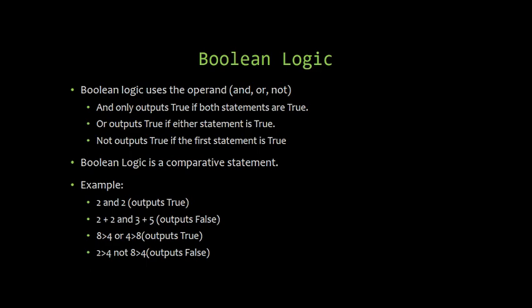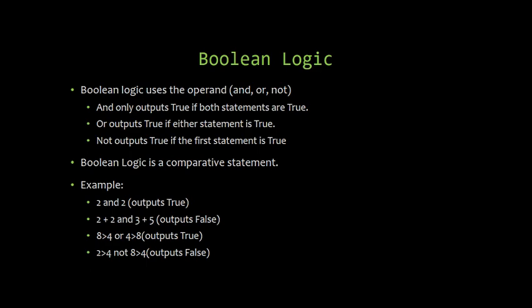Boolean Logic. Boolean Logic uses the operands and, or, and not. Now there's also symbols that you can use to represent those instead of actually typing it out. But and only outputs true if both the statements are true. Or outputs true if either is true, and not outputs true if the first statement is false. And there's an error in my slide, a typo, so my apologies.